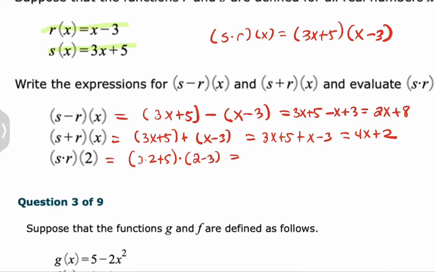Simplify each thing down using order of operations. So we would get 6 plus 5. This one right here is 11. This one right here is -1. So it just becomes 11 times -1. It is the input of 2 into each of them multiplied together. And so if I input 2, I get 11 in the S function. I get -1 in our R function. When I multiply them together, I get an answer of -11.